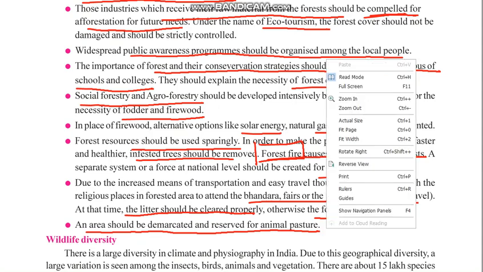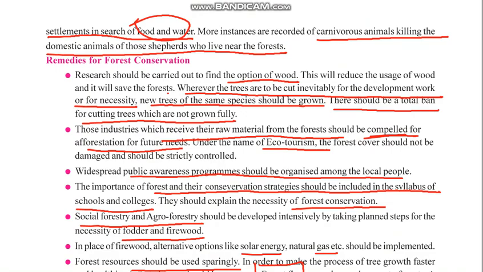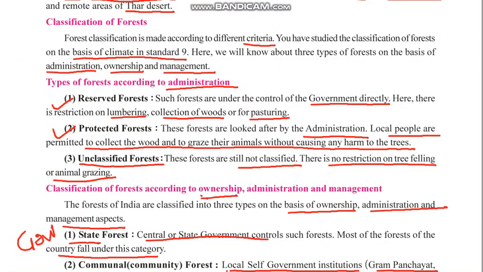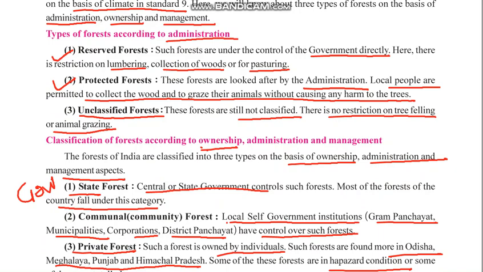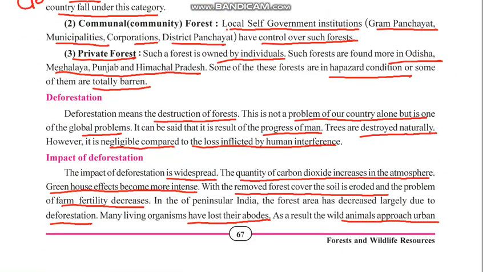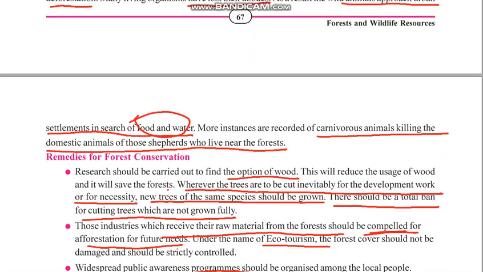So we will stop here in this particular video. We have studied types of forest, classification of forest, classification of forest on the basis of ownership, administration and management, deforestation, impact of deforestation, and remedies for forest conservation.